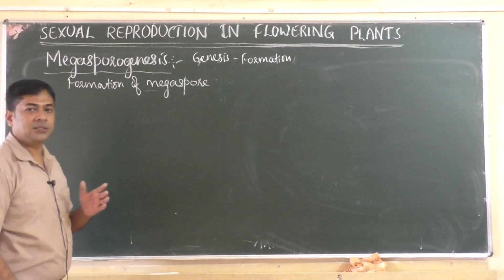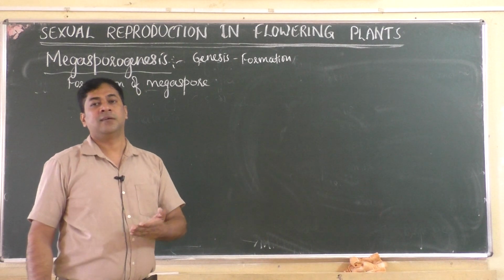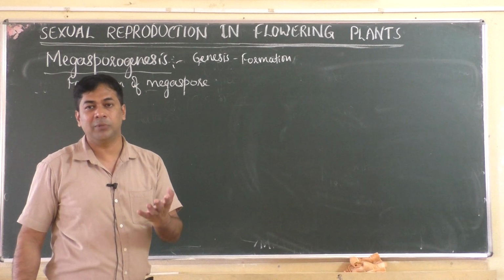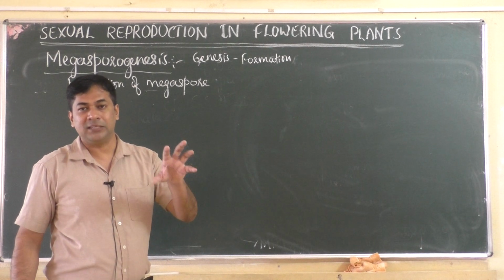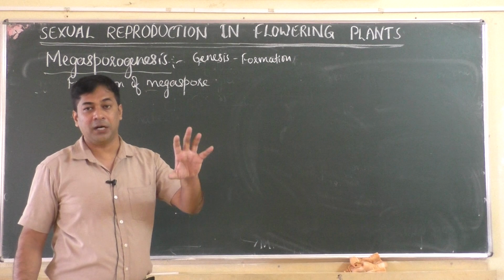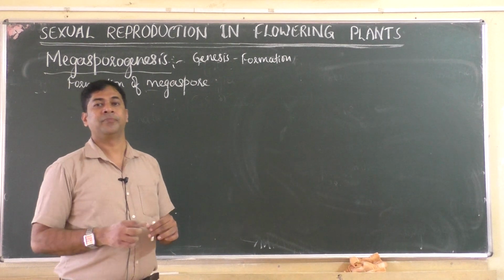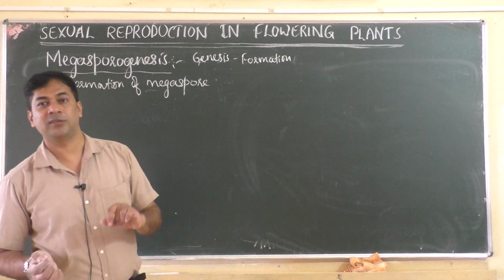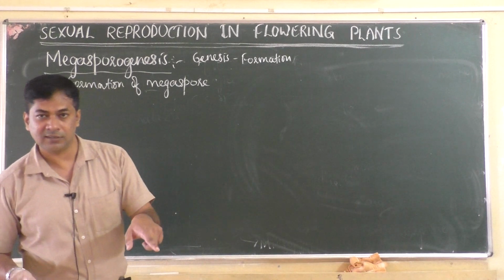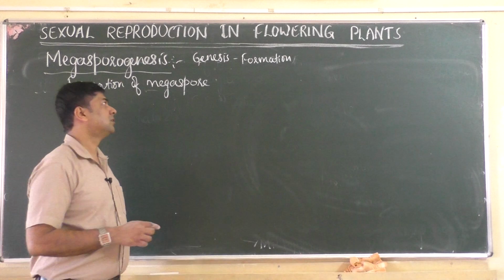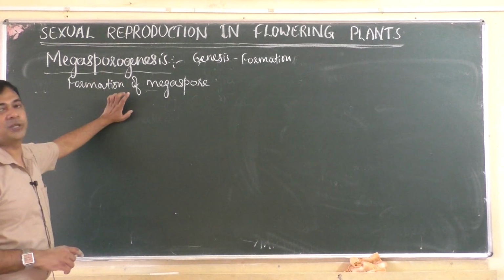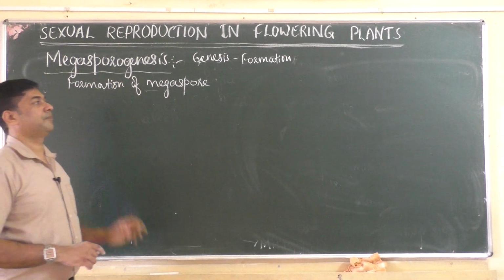Where does it occur? It occurs inside the embryo sac. Where is that embryo sac present? The embryo sac is present within the ovule, so it is a part of the ovule. That is why we have learnt the cross section of the ovule, because the ovule contains the embryo sac, and within the embryo sac the megaspore will be produced. So how this megaspore is produced, that we have to learn.